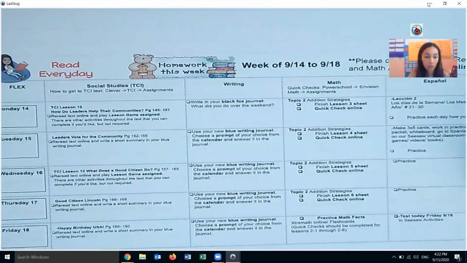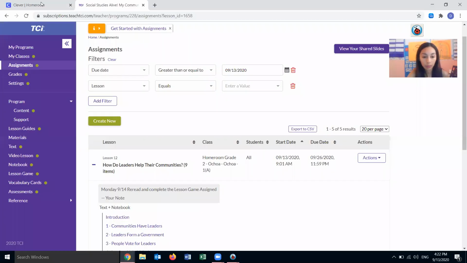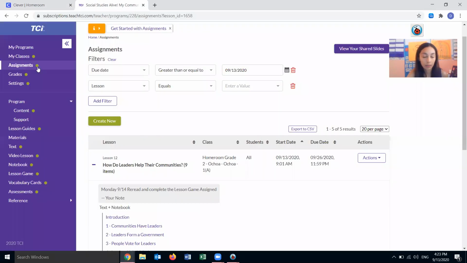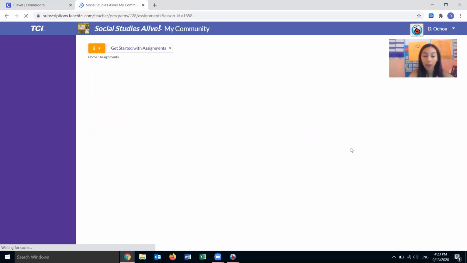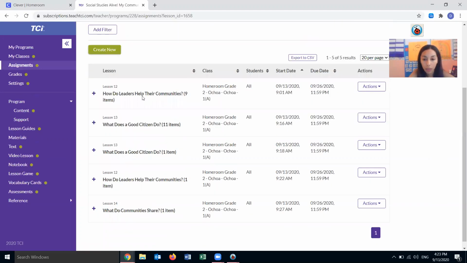So let me remind you how to get to your assignments for TCI, your text. So you go to Clever. TCI is this purple box that says TCI in white letters. When you click on that, you're going to click on assignments. And then just a reminder, when you click on assignments, it'll bring up 5 different things that some look similar. We're on lesson 12, so there's 2 ways you can kind of tell which one is for today. So we're going to look at lesson 12, which we did yesterday. So the one yesterday had 9 items because it had 9 different sections to it. Today's only has 1, so you can kind of find it that way.